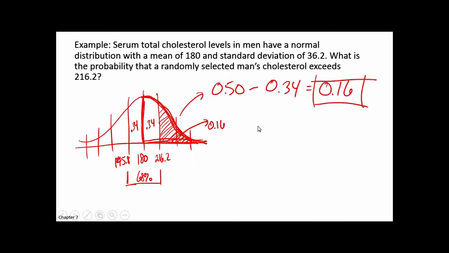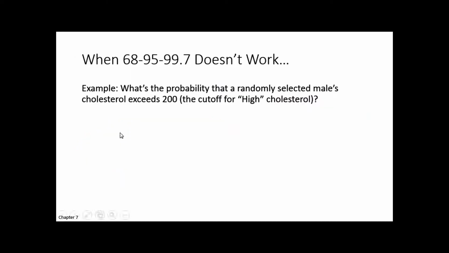So that's really nice and convenient if our observations happen to fall exactly on standard deviation markers. Unfortunately though, typically that's not really the case. We're not typically interested in limiting ourselves. Okay. So a lot of times it doesn't work.